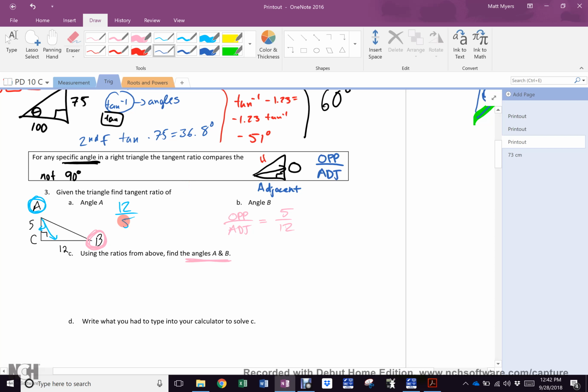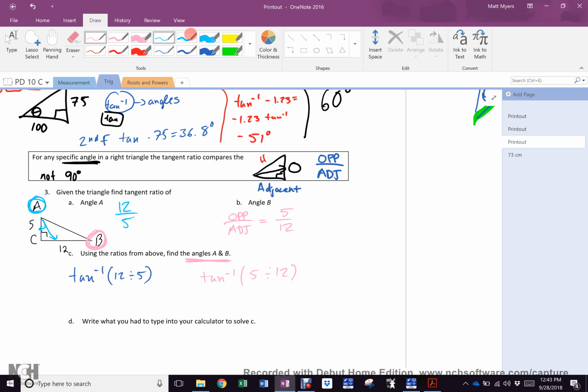How would I make this a decimal? 12 divided by 5. How would I make this a decimal? 5 divided by 12. So could I not go shift tan, bracket, 12 divided by 5? What's my calculator going to do first there? Brackets, because it's BEDMAS. It's going to do 12 divided by 5, then it's going to shift tan it. What would I do for the pink one? Shift tan, bracket, 5 divided by 12.